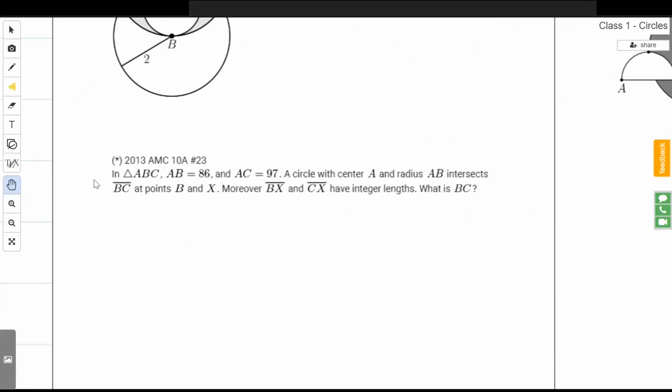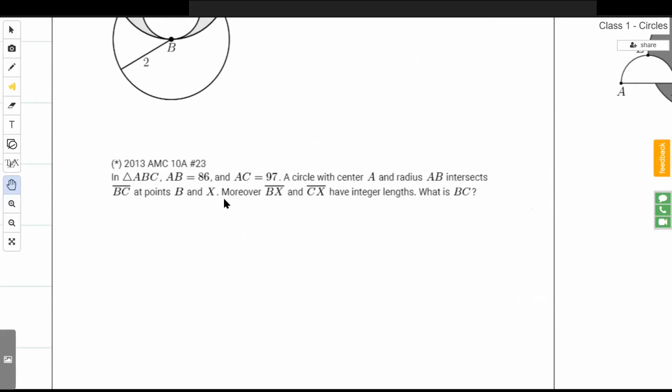But anyway, the last problem for this class is: in triangle ABC, AB is 86, AC is 97, and the circle with center A and radius AB intersects the line segment BC at points B and X, and we know that the lengths are integers. So what is BC?